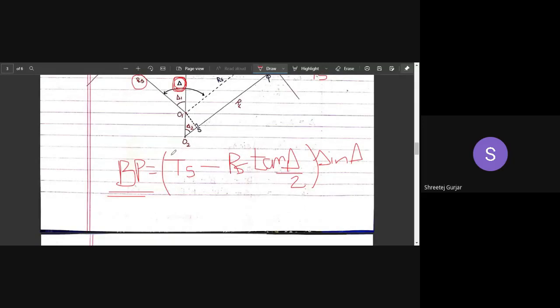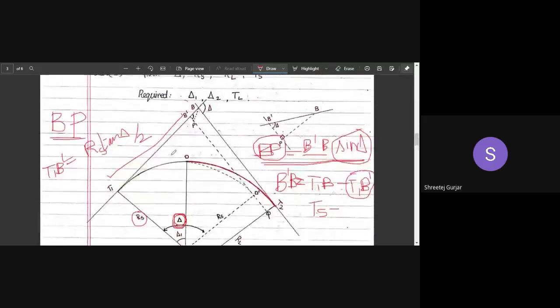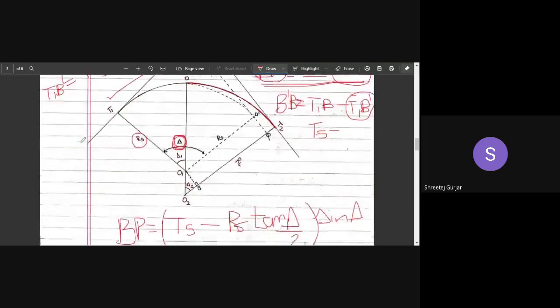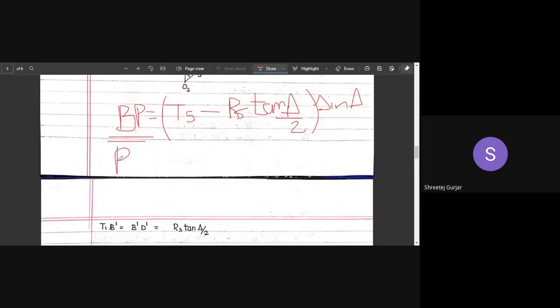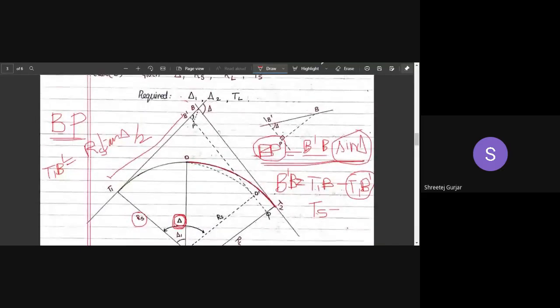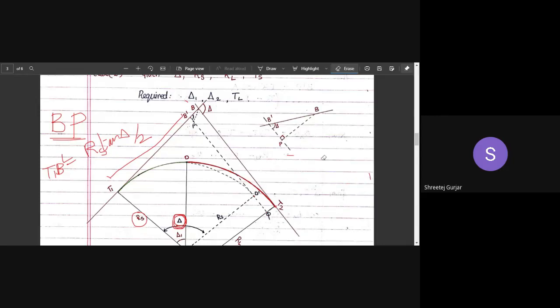Next, after BP, what do you have to calculate? You have to calculate B dash P. So from this particular triangle again, now we have calculated first BP using sine delta. Now tell me, using cos delta.